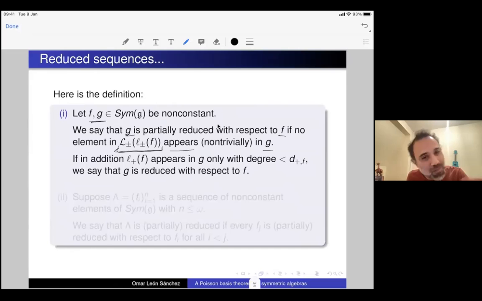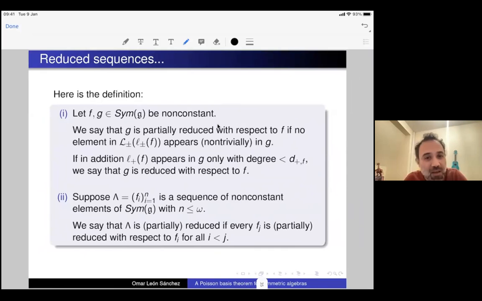And then you say that it's fully reduced if the leader appears, but with degree less than the degree in F. Again, almost exactly like in the differential context. And then finally, if I have a sequence, then I say that the sequence is partially reduced if Fj is reduced with respect to Fi, where i is less than j. I'm thinking of them as sequences, and I'm saying that each one is reduced with respect to the previous ones. But it's almost the same as in the differential context, so I don't want to spend too much time on this.